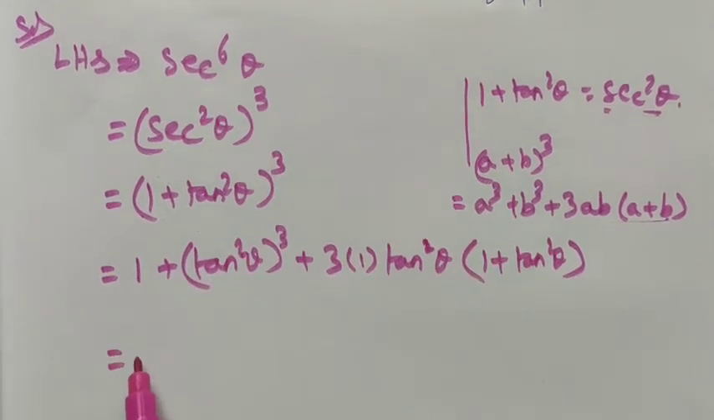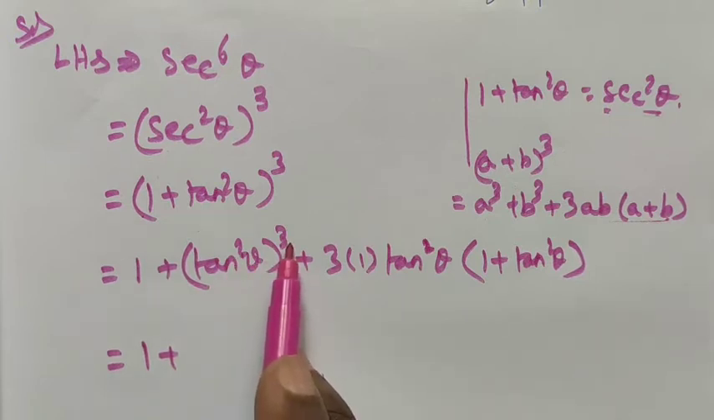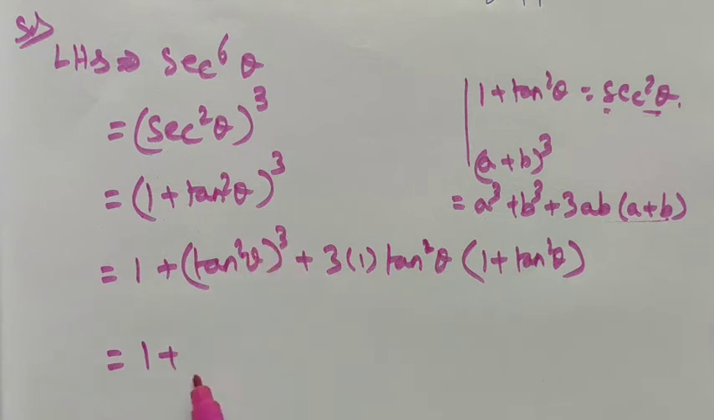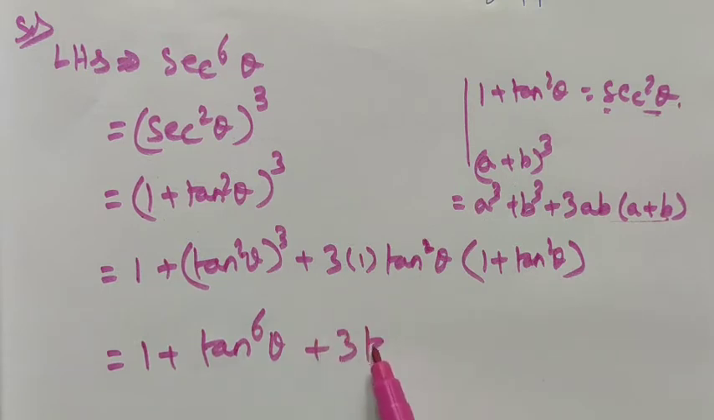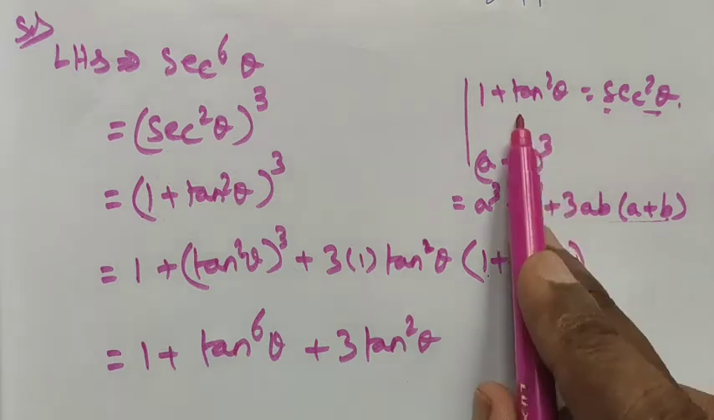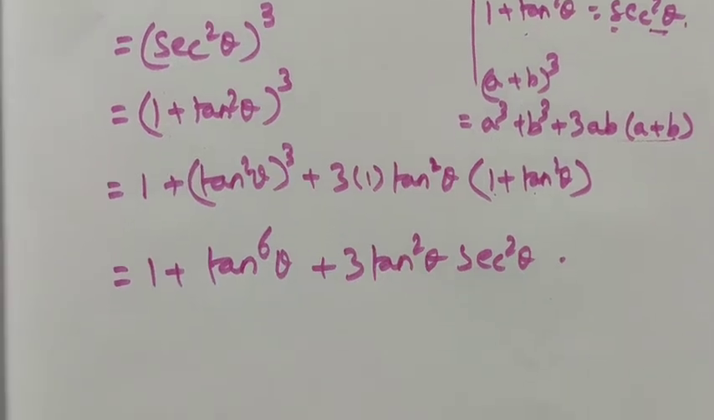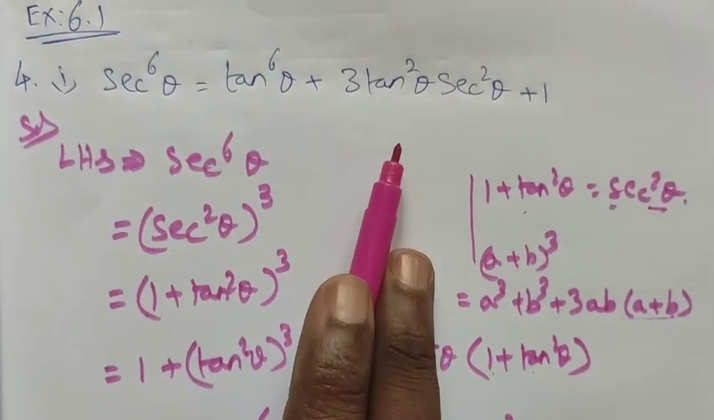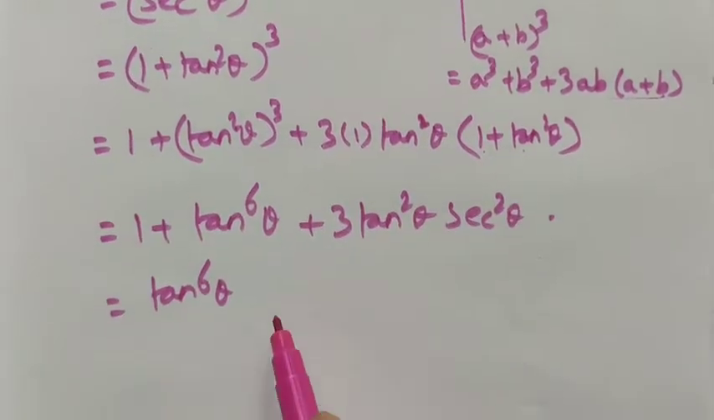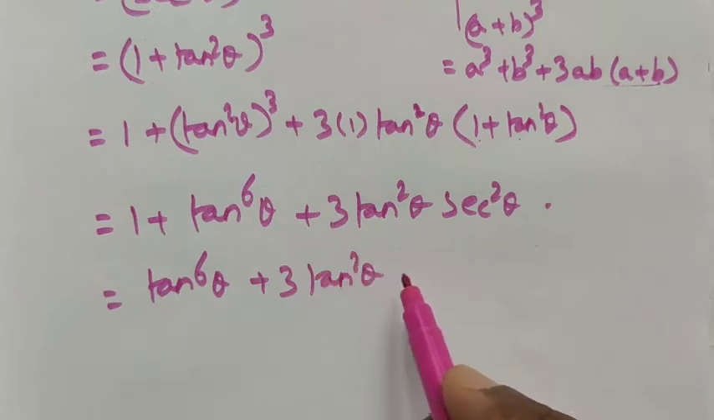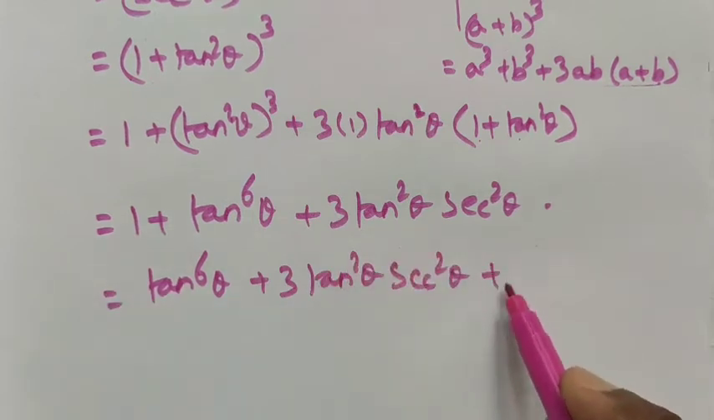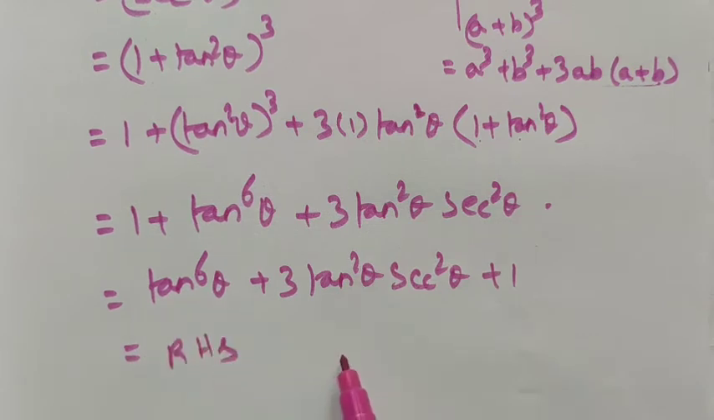So now (tan square theta) whole power 3, power of power should be multiplied. So we get tan power 6 theta plus 3 tan square theta. 1 plus tan square theta is nothing but secant square theta. So here I take that secant square theta. So this term is equal to tan power 6 theta plus 3 tan square theta secant square theta and then plus 1. This term is equal to RHS. Hence proved.